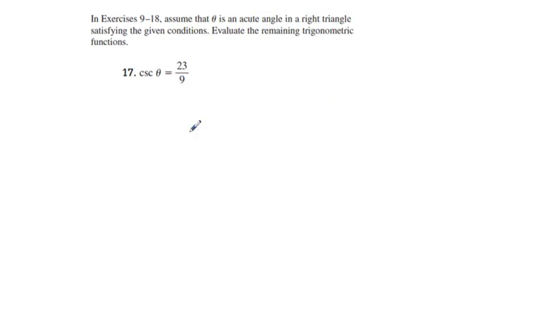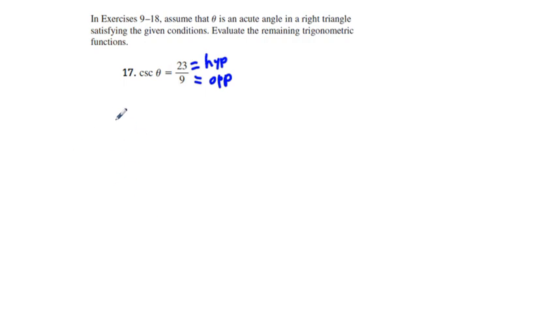Okay, problem number 17, which is our last problem we're going to be looking at in this set, the odd number problems. We have the cosecant theta is equal to 23 over 9. And so our cosecant is going to be our hypotenuse over, now cosecant is going to be the reciprocal of sine, so 9 is going to be our opposite side. So now we can draw our triangle.